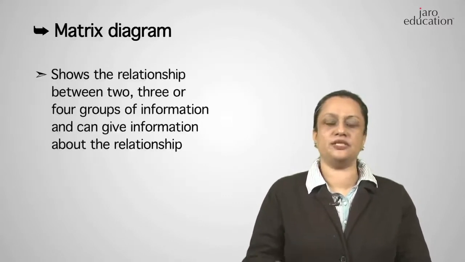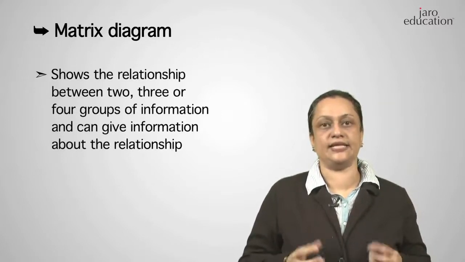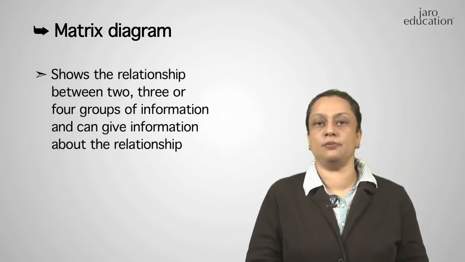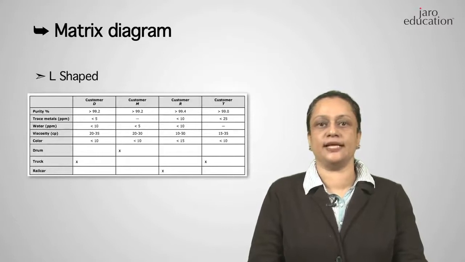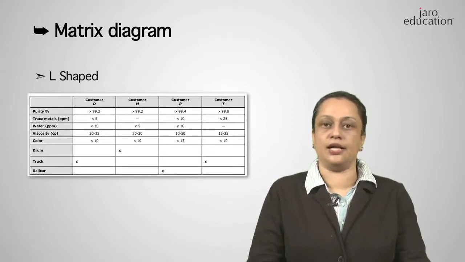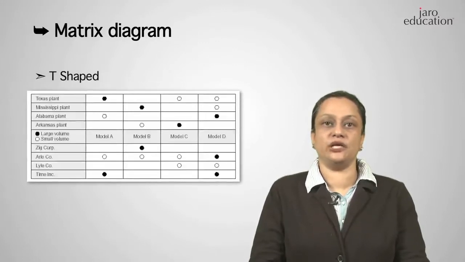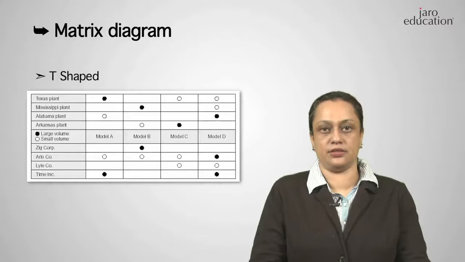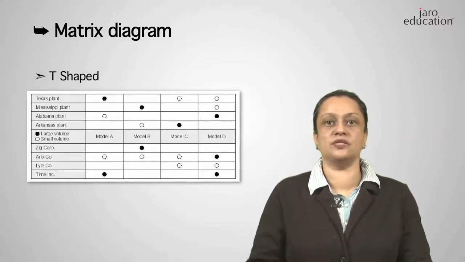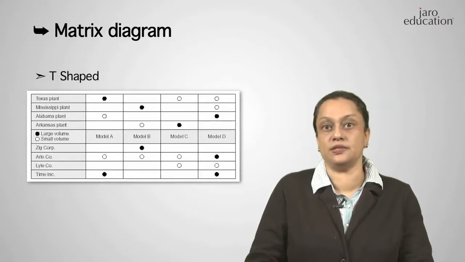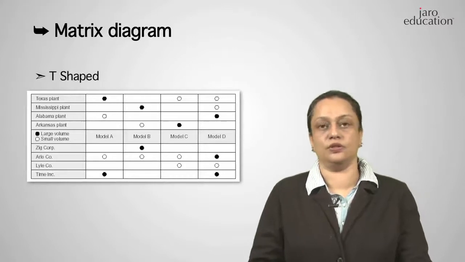There are various matrix diagrams to be able to see data and get information from the data. Some of them are here for you to see. This is the L-shaped matrix diagram. There are two parameters, and data on those two parameters are being depicted. In a T-shaped matrix, there are three parameters. So you can read the table in two sections, and in each section two parameters are being assessed. One parameter is common for the other two.